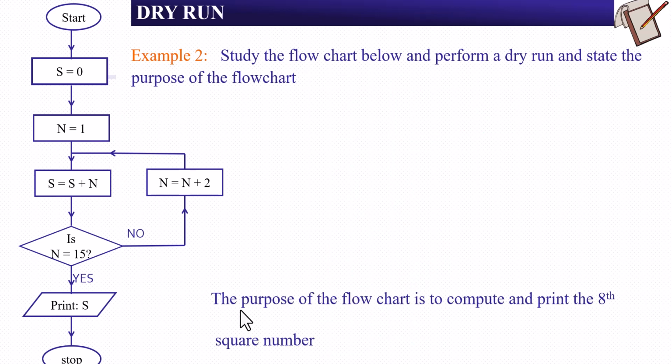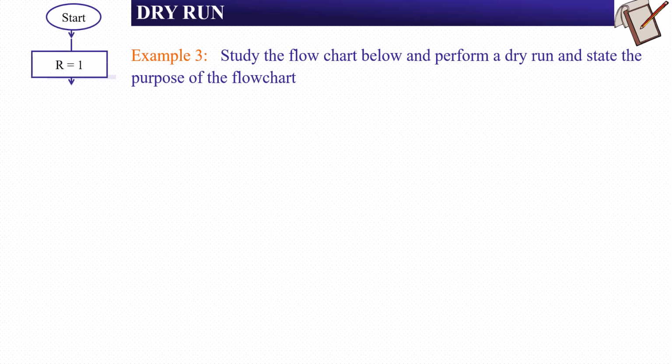And the purpose of the flowchart is to compute and print the 8th square number, because we printed only the 8th. If we had printed all of them, then we would say the purpose of the flowchart is to compute and print the first 8 square numbers. But here we printed only the last one, because we printed after n is equaling to 15. That's when we printed s.